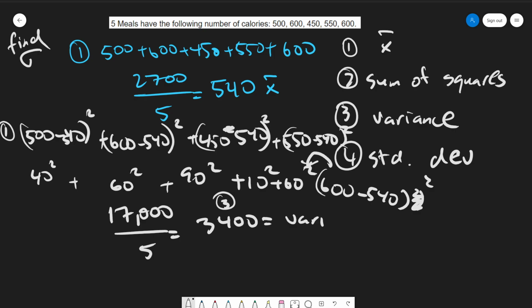So now we are going to take the square root of 3,400 to get our standard deviation, which is 58.31.